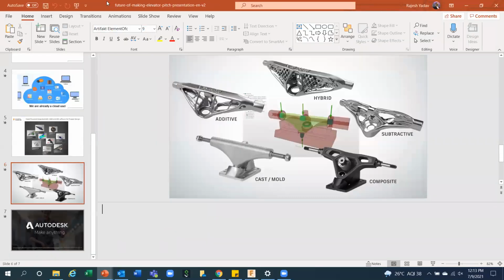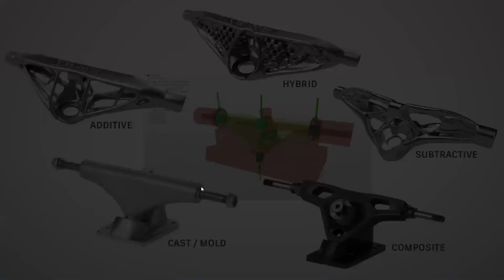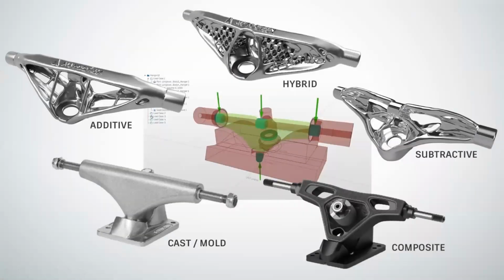This one. Can you see this slide? Now you will be able to understand. Can you see this slide? This is a single component. This is a single part. And you can see how the design differs for different manufacturing methods.